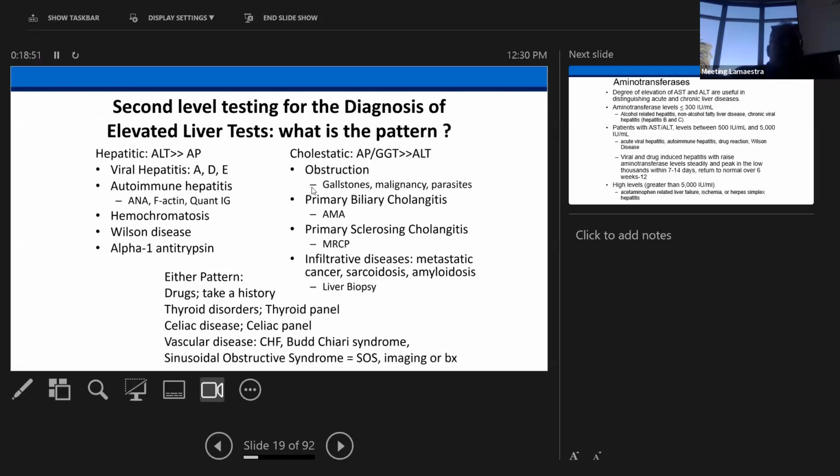A lot of other things we think about in liver clinic. I'm not going to talk much about this slide. This is our job to work up people who have unexplained liver disease. And we may do much more advanced testing.